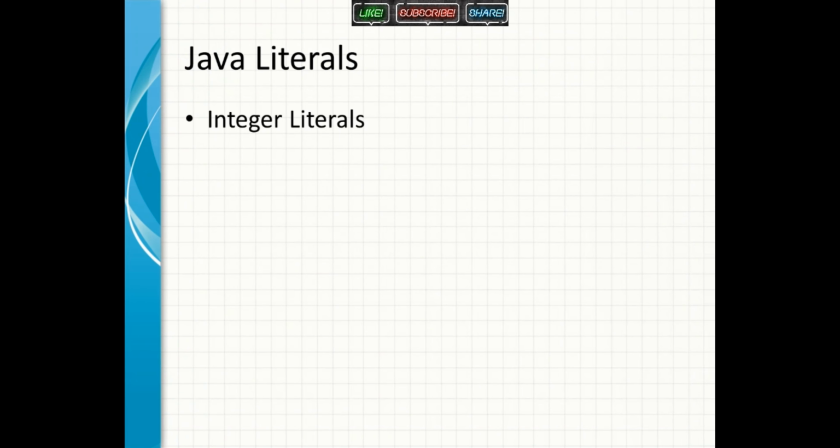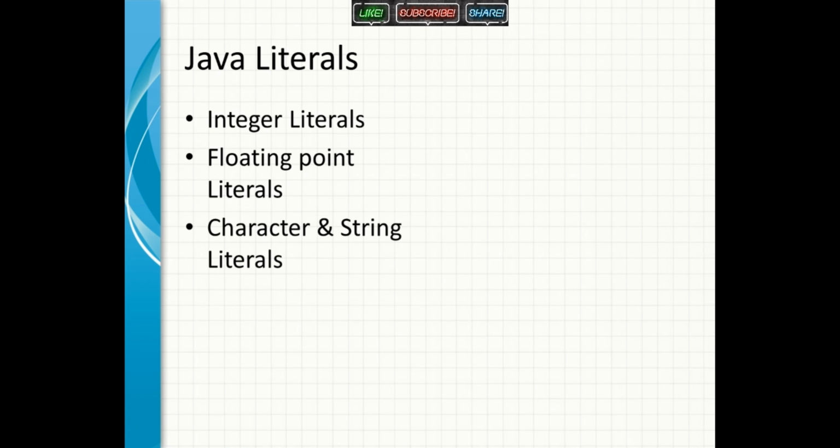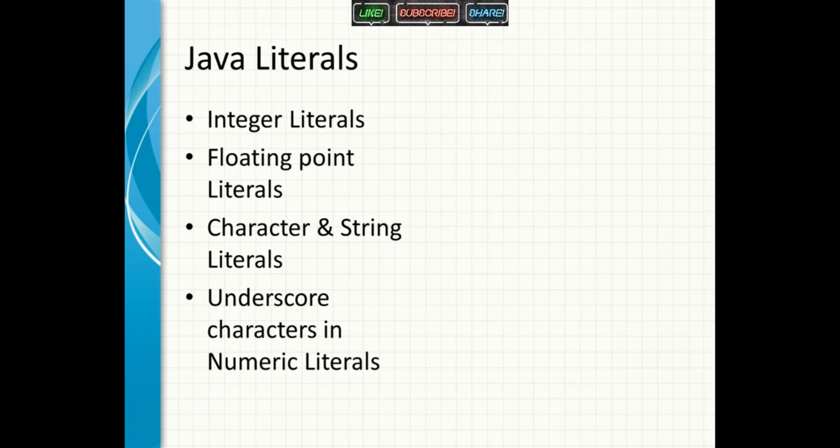So coming back to Java literals, where I stopped in the previous session, today we'll see Java literals, their different types, and also we'll see with the Eclipse IDE how to install the IDE. So let's begin. Java literals are of three types: integer literals, floating point literals, character and string literals. There are also underscore characters, which can be specified in between numeric literals. This underscore character is used from Java 7 onwards.